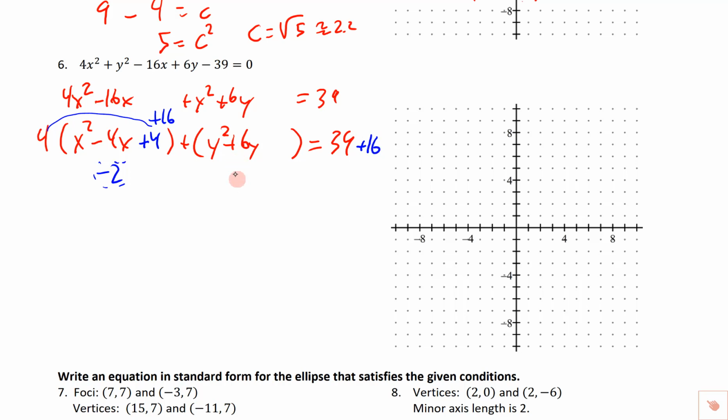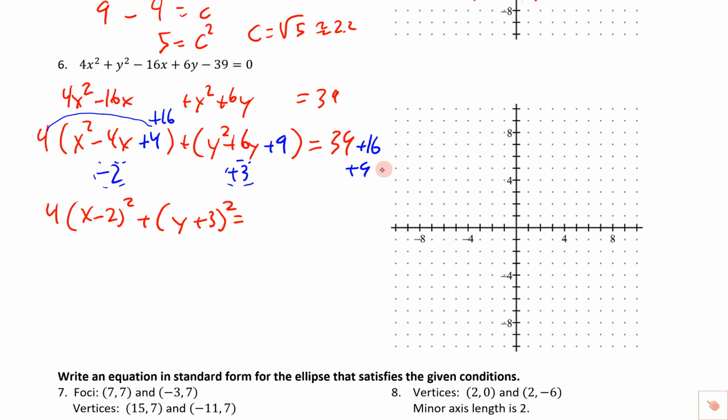We're going to do the same thing here. This is going to be a plus 3. That's half the middle coefficient. I'm going to put a plus 9 here. And because there's a 1 outside, it's still just adding 9. So I'm going to put a plus 9 there. And then we're going to rewrite this. So this is a 4 on the outside. This is a perfect square of that variable and that number, so this is x minus 2 quantity squared plus y plus 3 quantity squared.